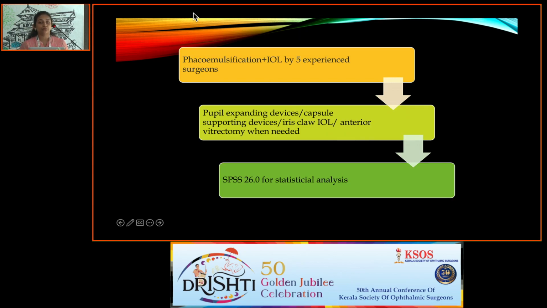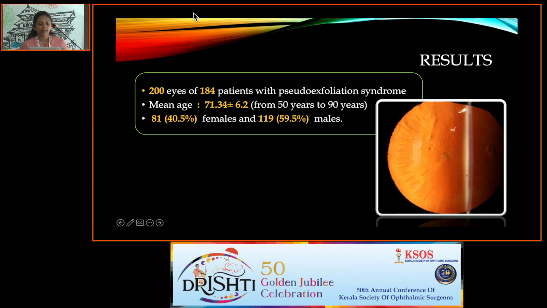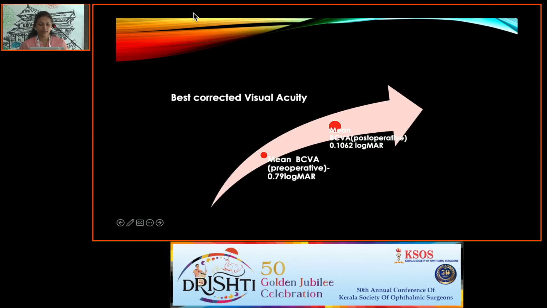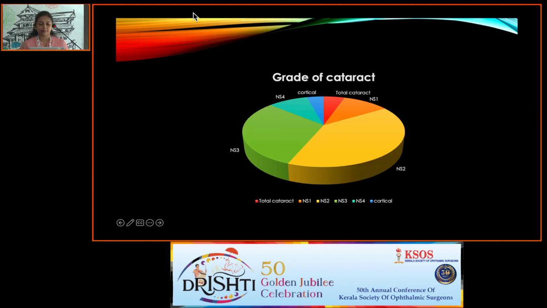Phacoemulsification with IOL implantation was done by 5 experienced cataract surgeons, and pupil expanding devices or capsule supporting devices or iris claw IOL and anterior vitrectomy were used when needed, and statistical analysis was done. These are the results. 200 eyes of 184 patients with pseudoexfoliation were analyzed, and the mean age was 71.34 plus or minus 6.2, ranging from 50 to 90 years, and the majority were males. The most commonly associated systemic comorbidities in our study were diabetes and hypertension. The mean best corrected visual acuity preoperatively was 0.79 logMAR, which improved to 0.1 logMAR postoperatively.